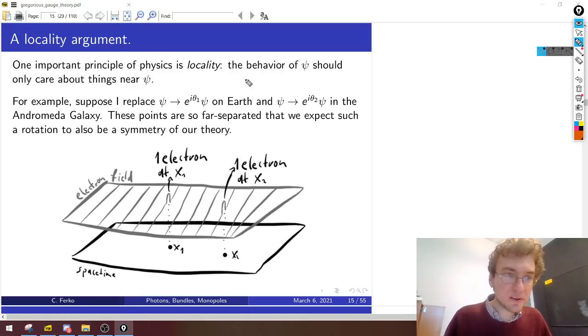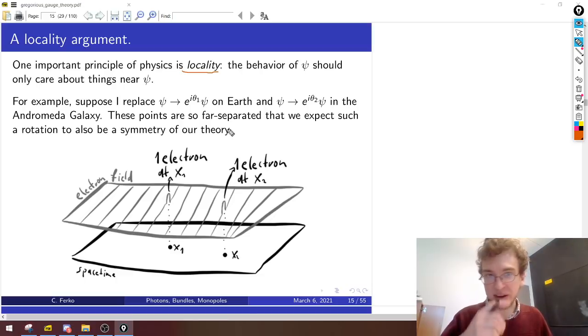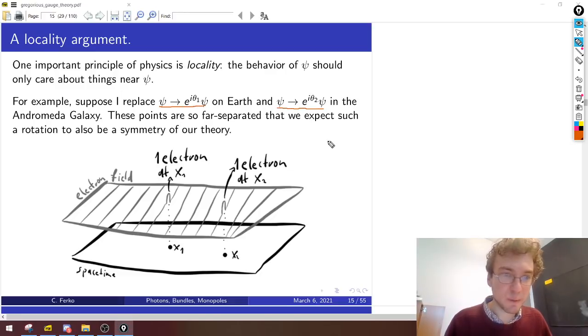So in physics, one principle that we use is locality. If I shake my hand on Earth, then physics on Mars should not instantaneously know about it and change, right? So the behavior of the field psi, at least for short timescales, should only care about what's going on near psi. So if I do this rotation, where I rotate by different angles at different points, you might say, okay, well, that's not a symmetry, but what if they're really, really far apart, right?